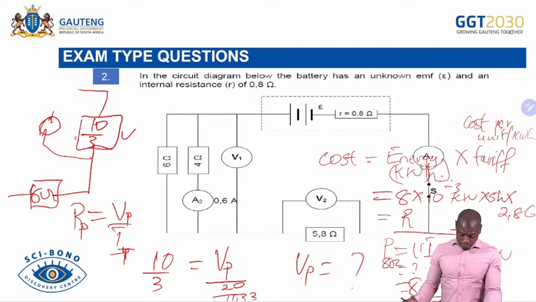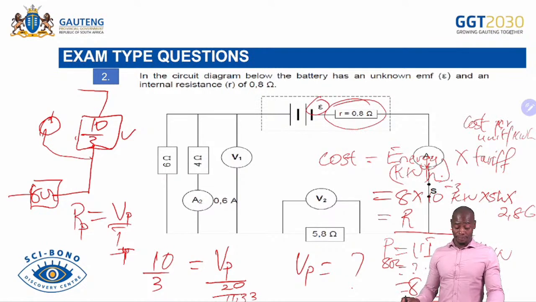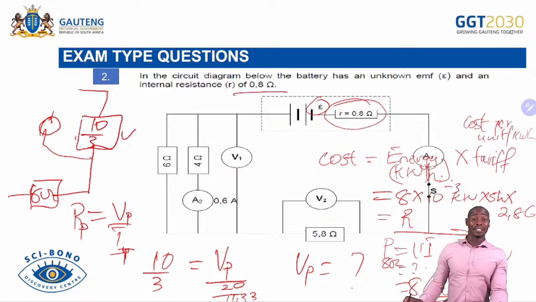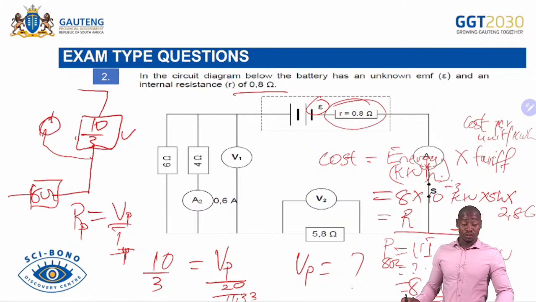Then this is another circuit, right? With this circuit, what is important here, again, you can see that we are given the internal resistance, but we are not given the EMF. So in the circuit diagram below, the battery has an EMF and an internal resistance of 0.8, but we are not given, in this case, the EMF. Since you are not given the EMF, it means that somewhere, somehow, they will want you to calculate the EMF. But there's something that is given to you.